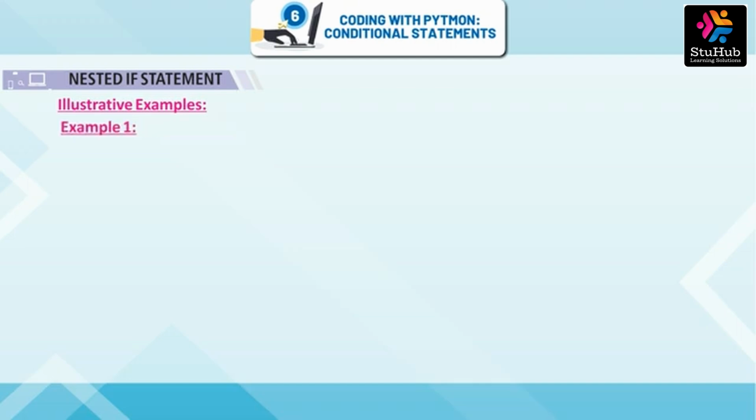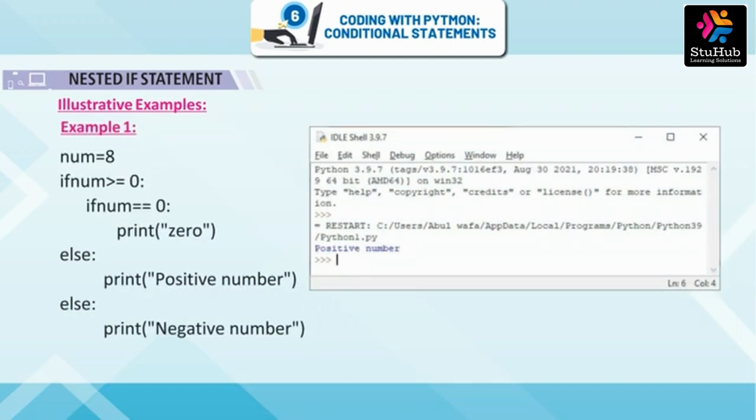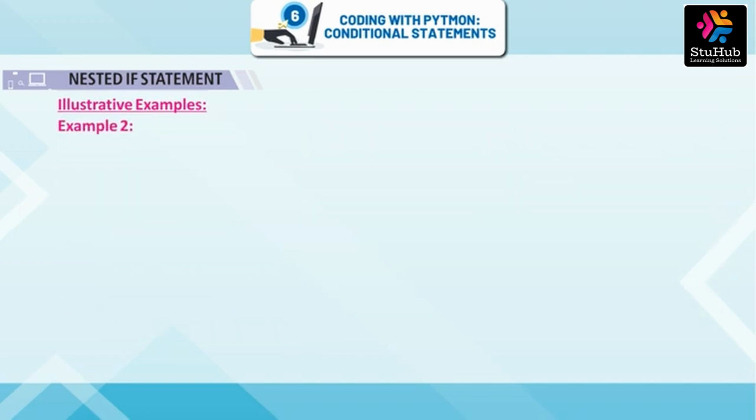Illustrative examples. Example 1. num = 8. If num >= 0: if num == 0: print("0"), else print "positive number"; else print "negative number".